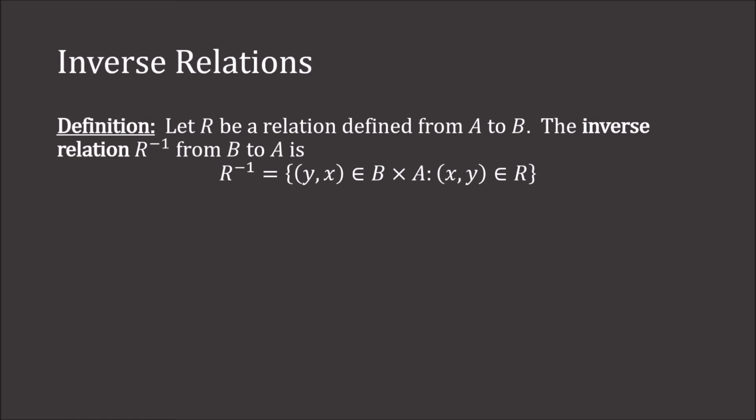Let R be a relation defined from A to B. The inverse relation, denoted R to the minus 1, read R inverse, from B to A, is the set of ordered pairs (y, x) in B cross A, such that (x, y) is in R. The inverse relation, all you do is you take the ordered pairs in R and flip the order. That is R inverse.